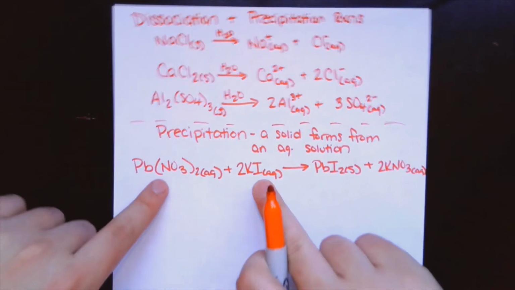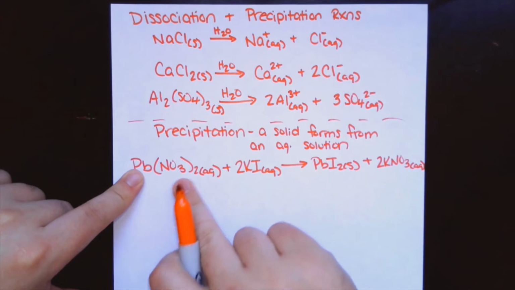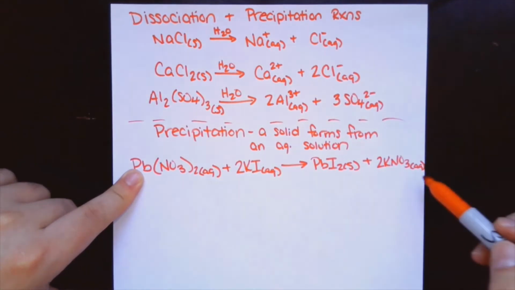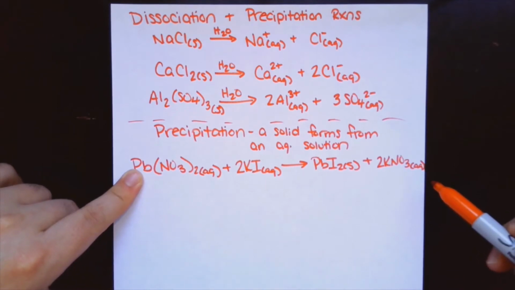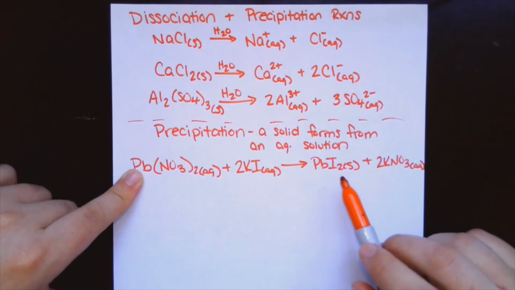So we have 2 aqueous ionic compounds. We have lead nitrate, lead-2 nitrate, and potassium iodide. And they come together, and they do form one aqueous compound, which is fine. That's almost always going to be the case. But they also form one solid compound.